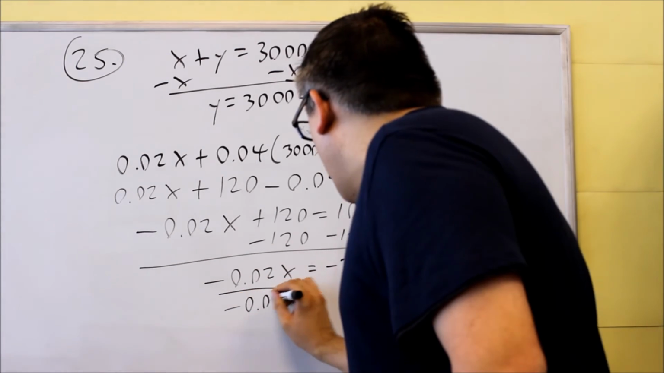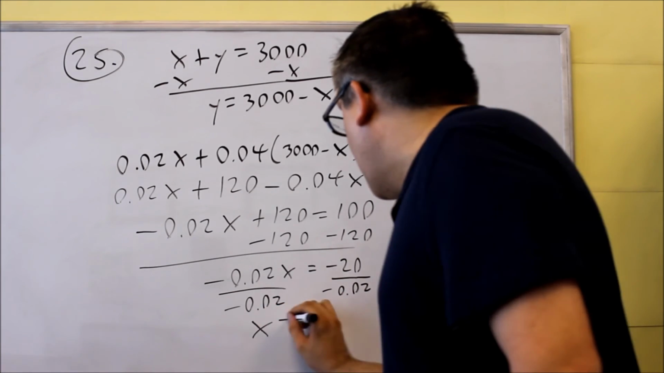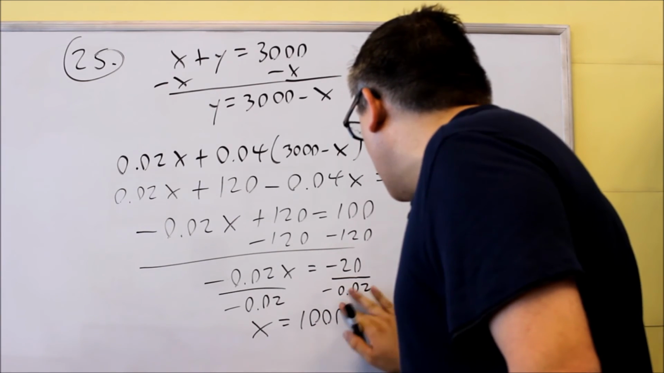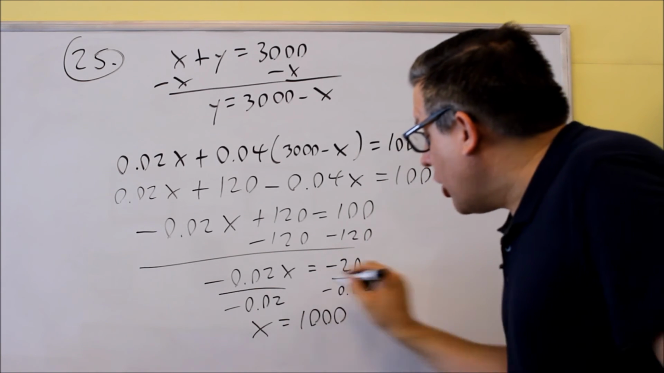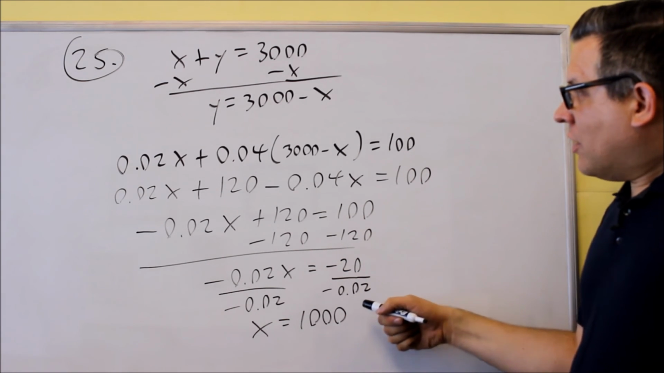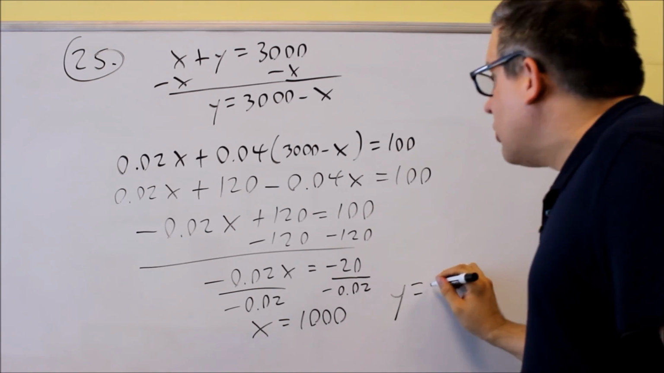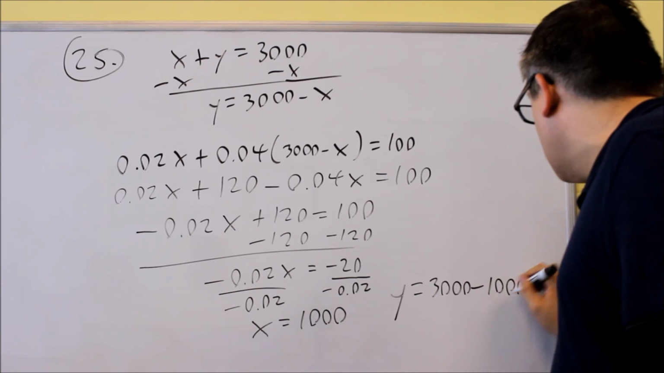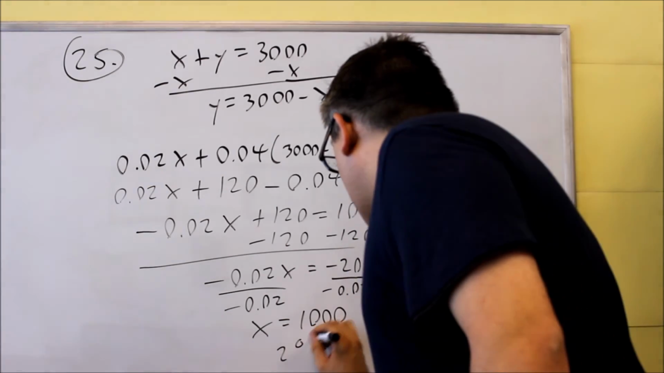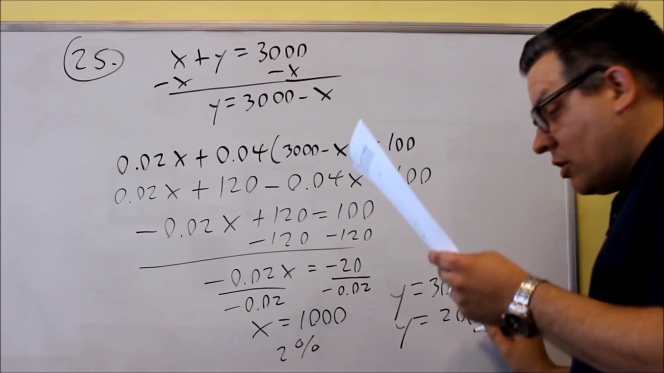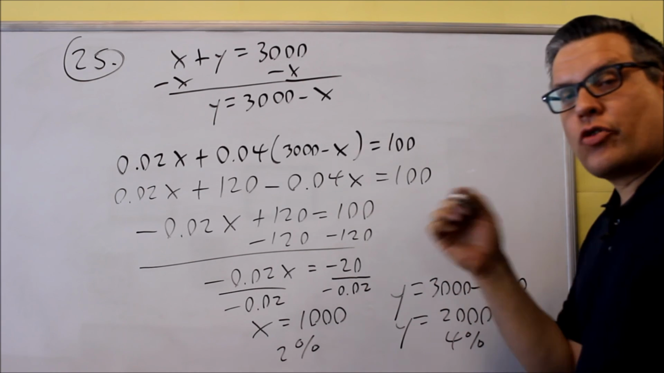Divide both sides by negative 0.02. The negatives cancel, and we should get a positive number: we get 1,000. If you get a negative number, you know something's wrong because you can't invest negative money. So we know that 1,000 should be correct. To find y, just go into here and put 1,000 in. So y is equal to 3,000 minus 1,000, and that equals 2,000. So 1,000 is the amount invested at 2%, and 2,000 is the amount invested at 4%. Make sure you put these in the correct blanks on the test.